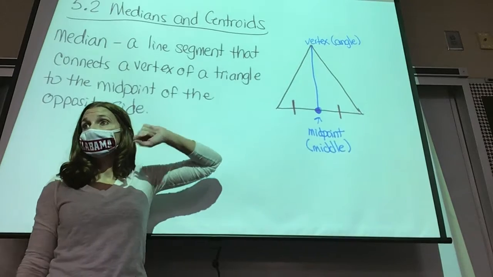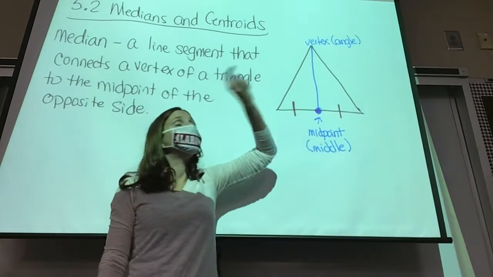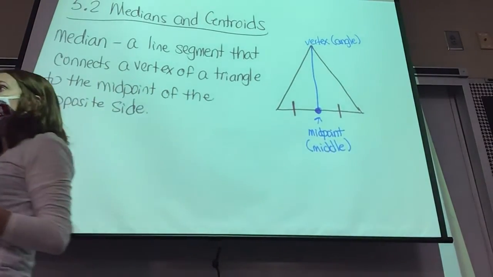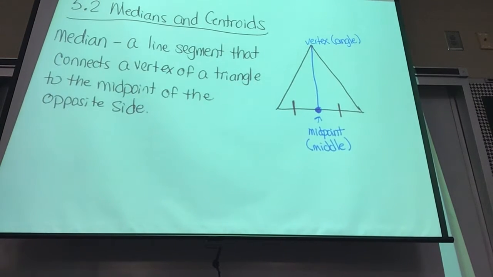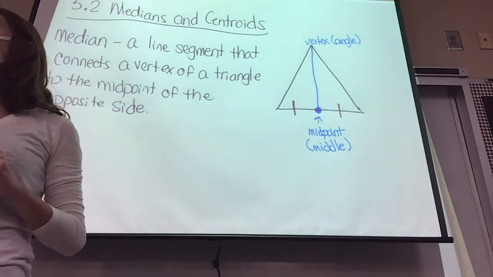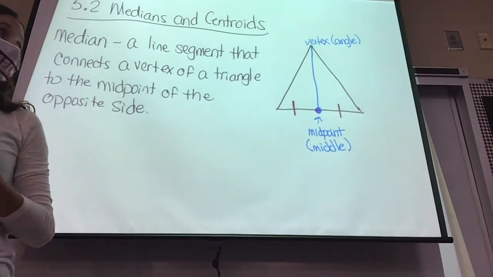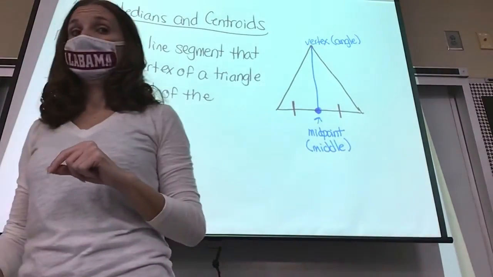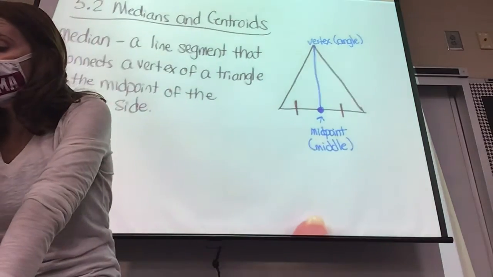Pay attention this way. So, when you draw that median, it's going to immediately cut that opposite side in half. 2 equal pieces. So, any questions about the median? Before we move on to the centroid. Okay.